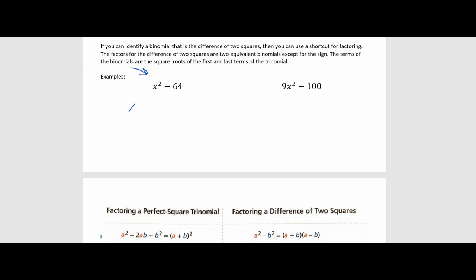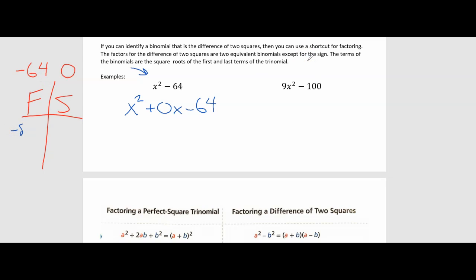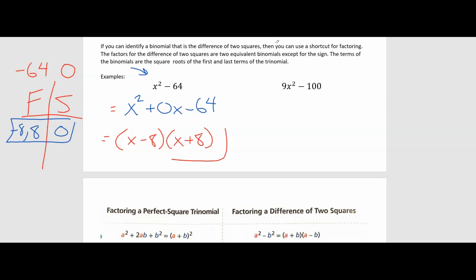The only thing you have to do is you should probably add in the middle term, which is 0x. There are no x's here, so you just put a 0x. It doesn't change anything. Then, when you do your factor sum chart, well, factors of negative 64 that sum to 0, I get negative 8 and positive 8. So my factors would be x minus 8 times the quantity x plus 8.